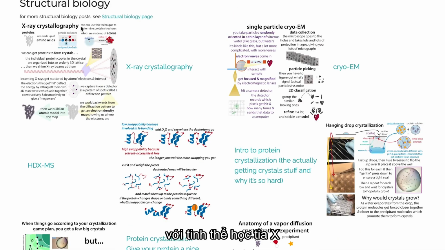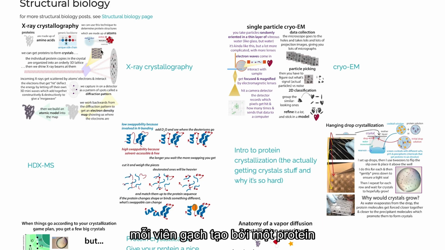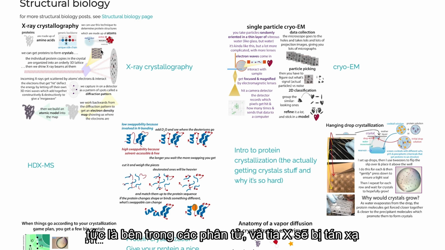With X-ray crystallography, what we do is we take a molecule, such as a protein, and we get it to crystallize. And when we say crystallize, basically with protein, they're all kind of freezing in the same orientation over space, kind of like a brick wall, where each of those bricks is made up of a protein or multiple proteins, but each of those bricks is identical. Then you shoot X-rays at that crystal, so at that brick wall. And the X-rays are going to interact with the atoms inside of those bricks, so inside of those molecules. And the X-rays are going to get scattered.